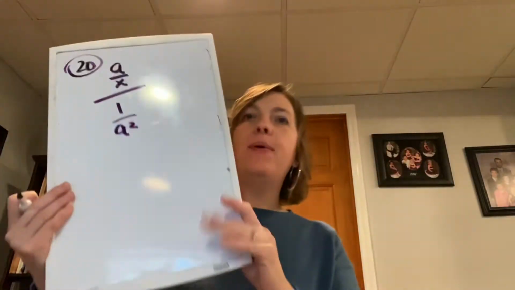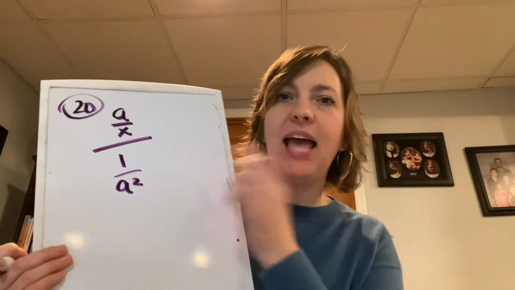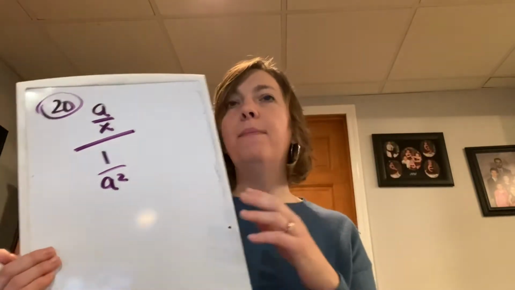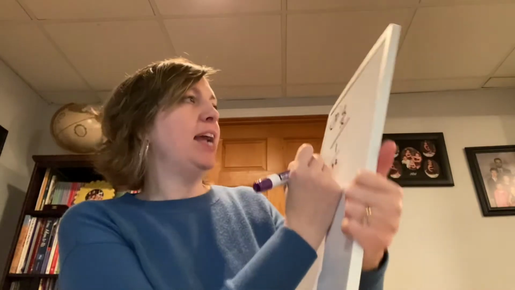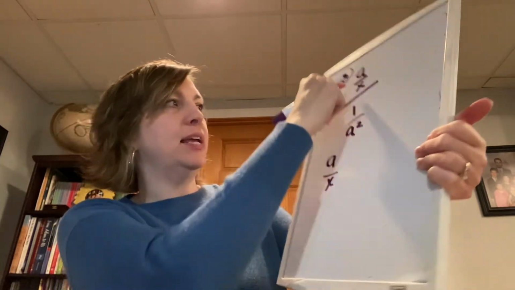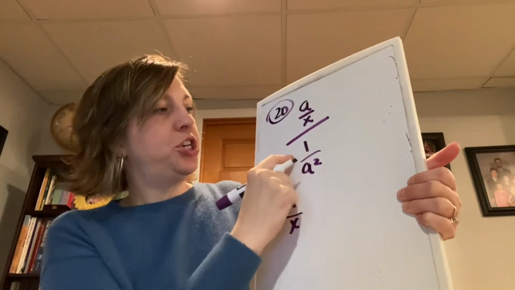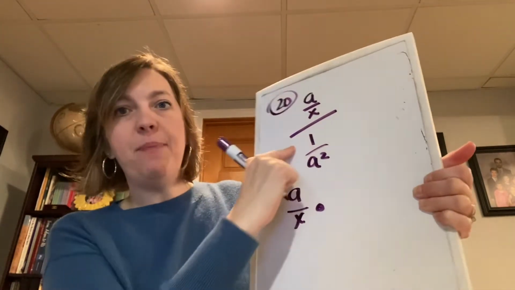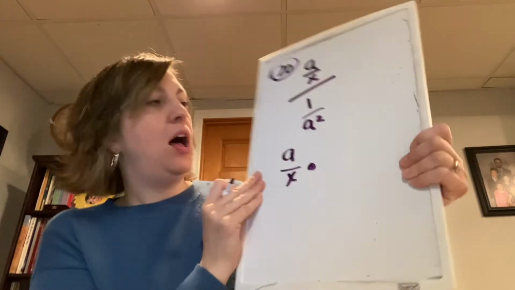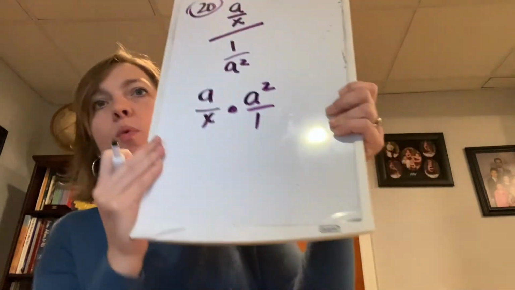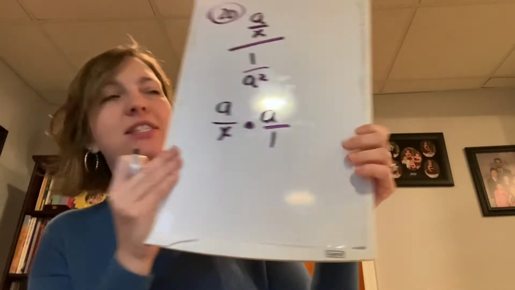Woo! I don't know about you guys, but when I see problems like that, I just get intimidated. I think, oh, that is huge. Well, remember my keep, change, flip. I can just rewrite this as a over x, keep, change the divide to multiply, and flip. I'm doing the reciprocal of 1 over a squared, which would just be a squared over 1. Wow, friends, that looks so much easier, doesn't it?